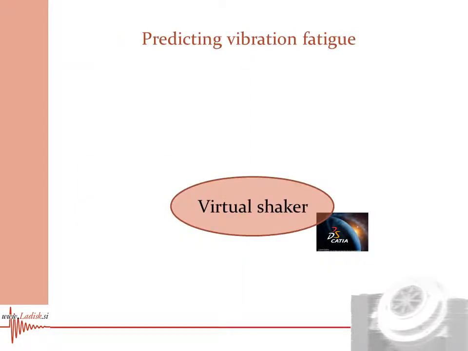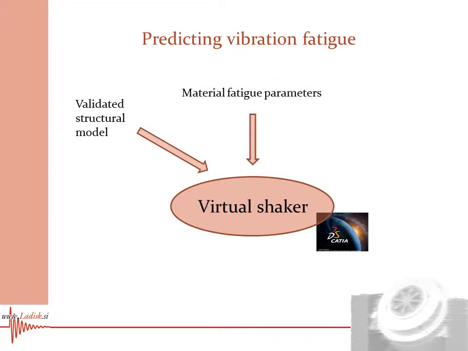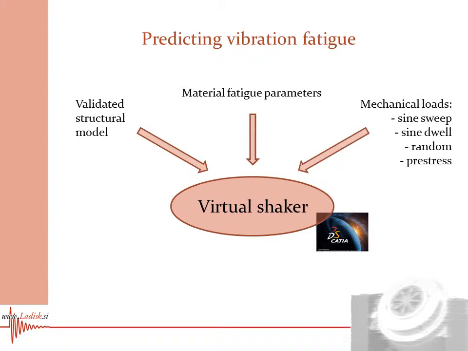Before the Virtual Shaker is run successfully, some initial information is required. First is the validated structural model, which is usually already built at this point. The material fatigue parameters are needed next, which can be obtained from the supplier or measured by the experiment. Finally, the type of loading to apply must be known.